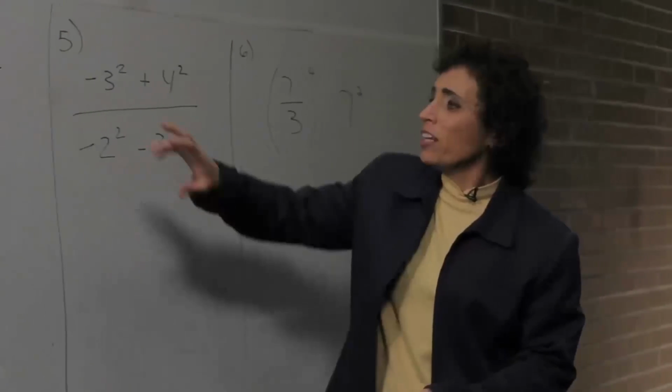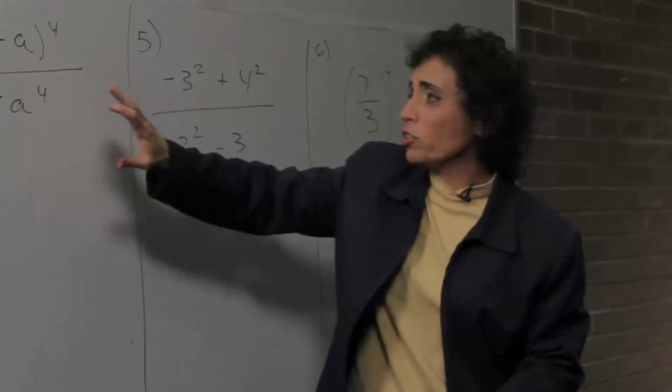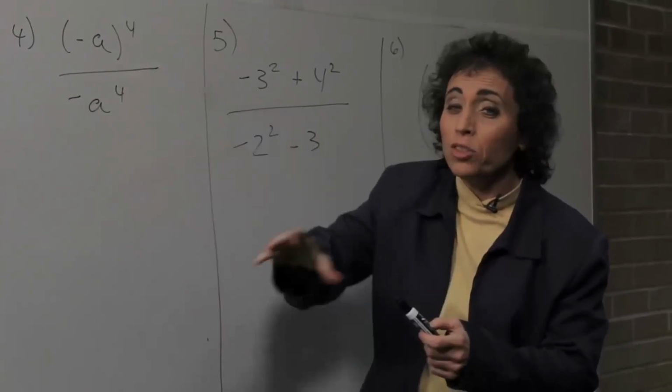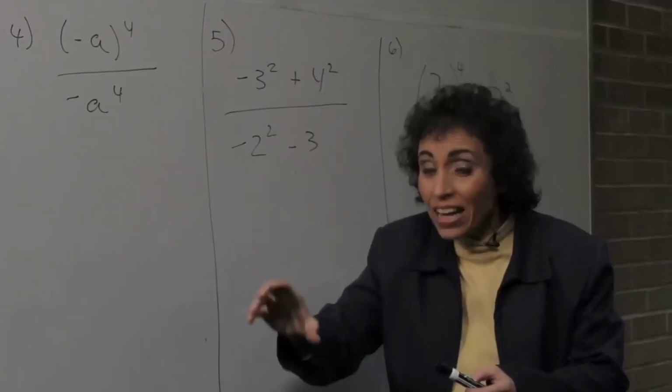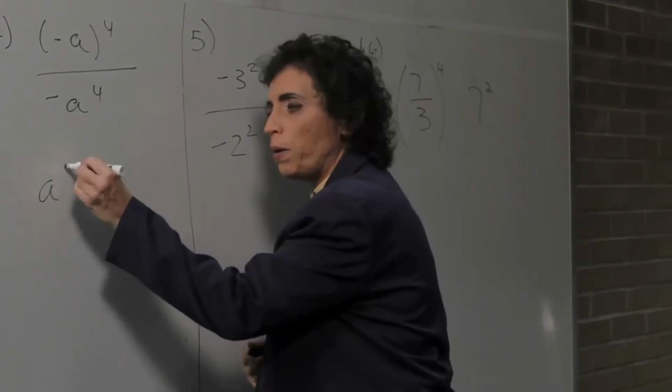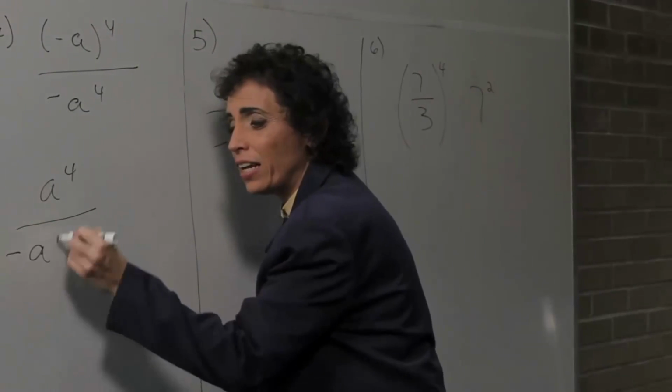All right, here we go. I know these look almost the same, but watch what happens here. Here, the entire negative a is being raised to the 4th power. So it's -a times -a times -a times -a. That's going to be a positive a to the 4th. So it's a positive a to the 4th over a -a to the 4th.